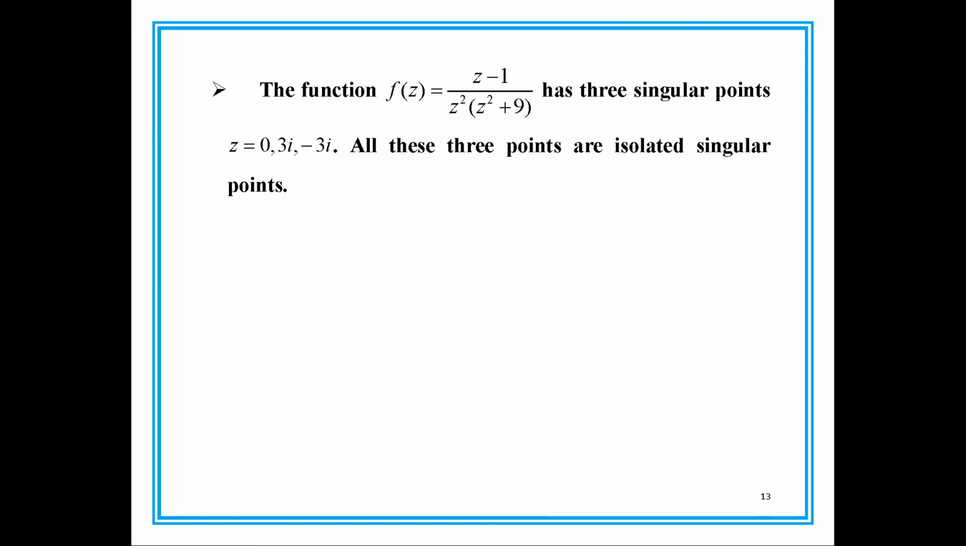So repetition is not allowed. So what we can say, the function, that is z minus 1 upon z square into z square plus 9, has 3 singular points, 0, 3 iota and minus 3 iota. And all these 3 points are isolated singular points. That means if I remove this point, then the function will remain analytic in the given neighborhood.